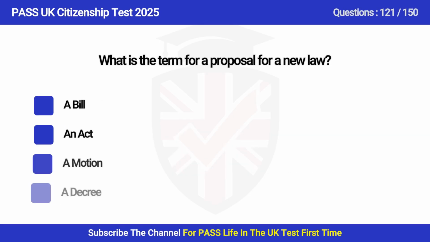Question 121. What is the term for a proposal for a new law? A. A bill. B. An act. C. A motion. D. A decree.